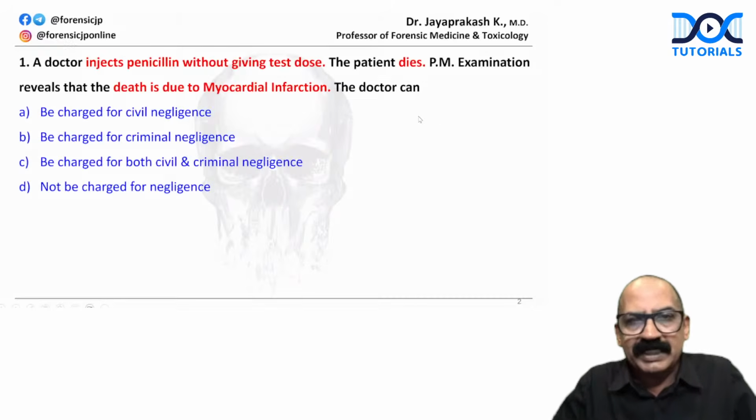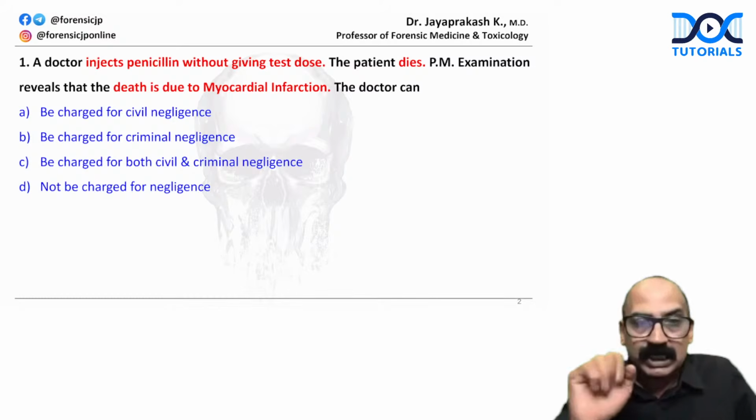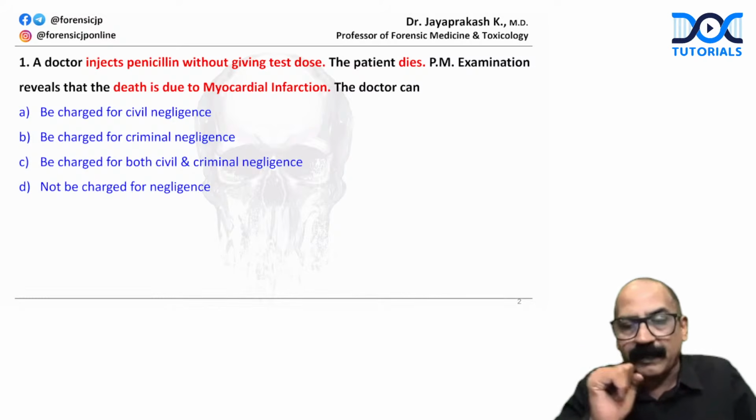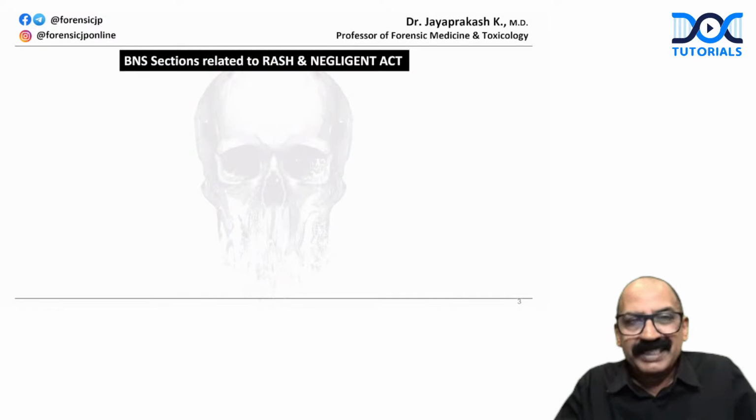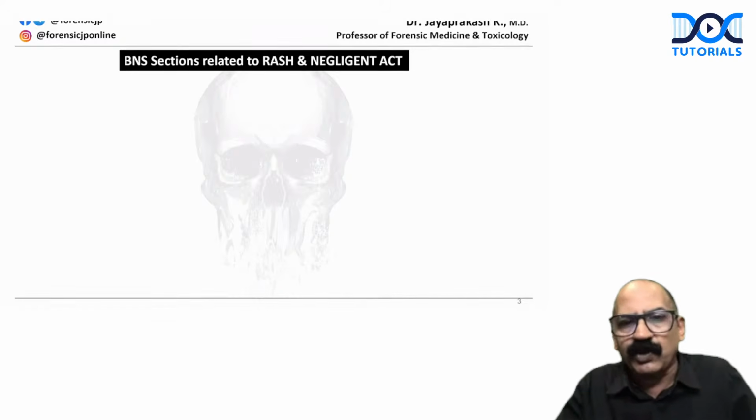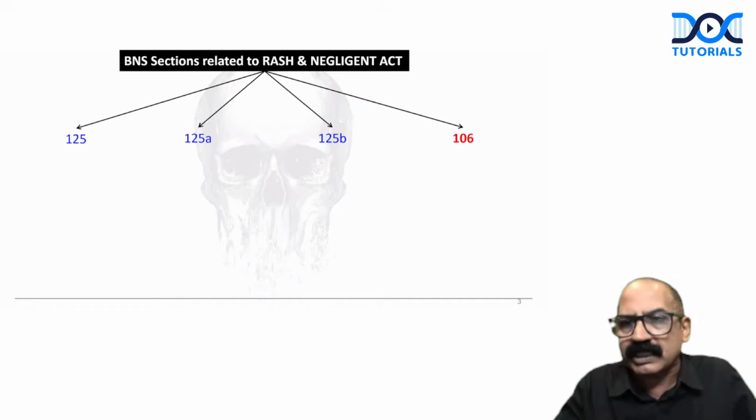A doctor injects penicillin without giving a test dose, and the patient dies. Post-mortem examination reveals that the death is due to myocardial infarction. Whether the doctor can be charged for civil negligence or criminal negligence or both or none. Now, you should know various BNS sections. There are 4 BNS sections: 125, 125A, 125B, and 106.